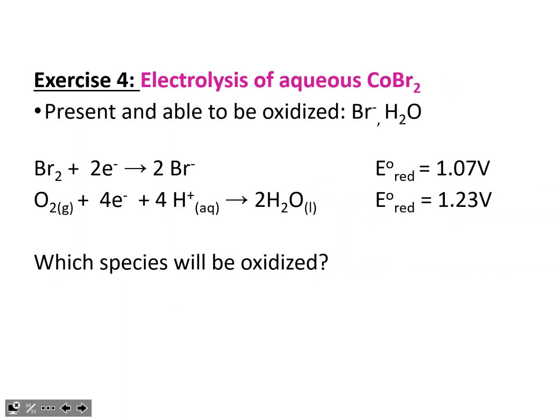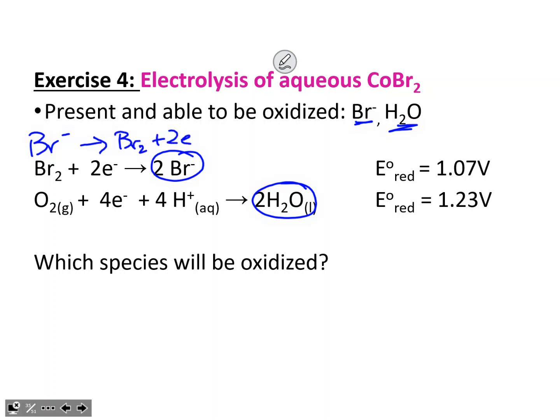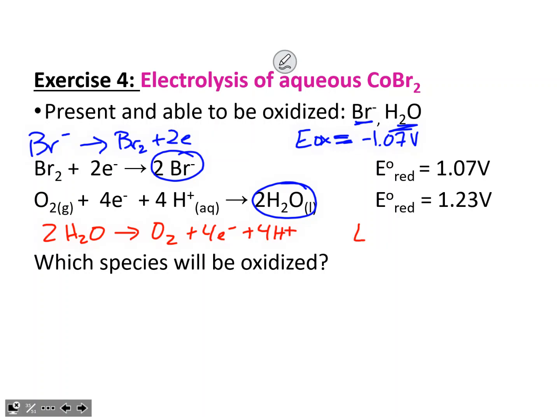Okay, so for example here, if we're looking at the electrolysis of the cobalt bromide, in this particular case, we have the bromide and the water, they're right here, as products in the reduction potentials. But if you flip the reduction potentials, right, if I flip this, this becomes bromide gives you bromine plus 2 electrons, and this becomes E-ox, which is negative 0.07 volts, right? And if I flip this bottom one, the water over here, we get oxygen plus the 4 electrons plus the hydrogens. And this becomes E-ox, which is negative 1.23 volts.